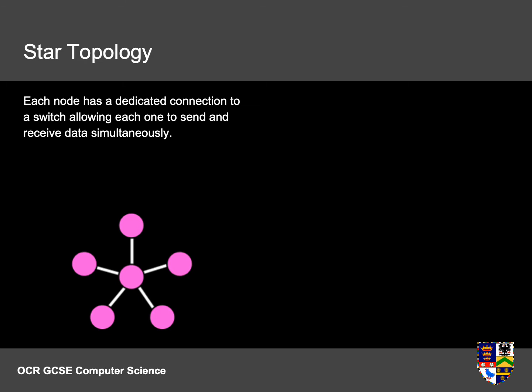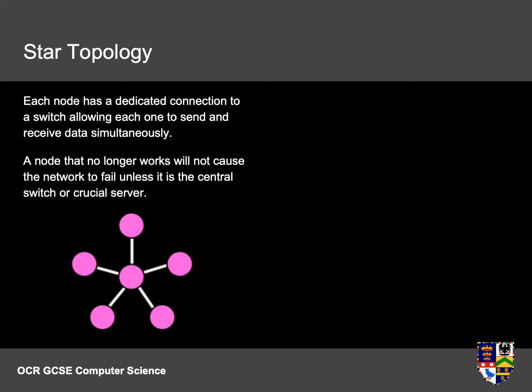So looking at the diagram below with the pink circles and the white lines, each node has a dedicated connection to a central computing device, a central node. Now, most of the time this node will be a switch. Sometimes it might be some form of server, but 99% of the time it's going to be a switch. And because each one has a dedicated line to that switch, they can send and receive data pretty much simultaneously.